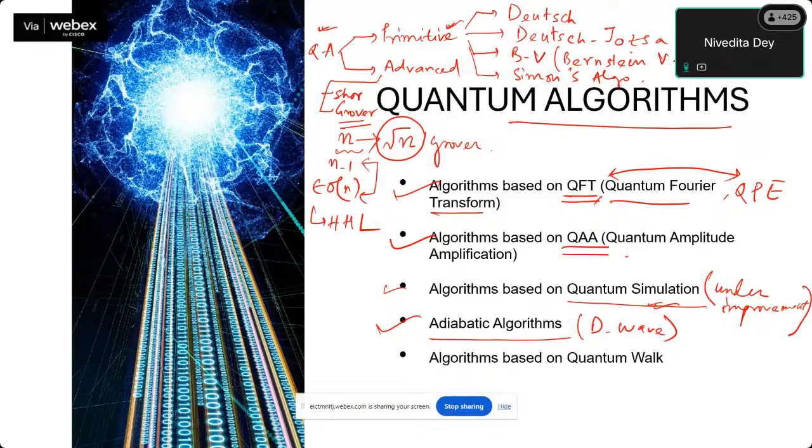And the last one is based on the quantum walk. Quantum walk is the quantum analog of the classical walk, or the classical random walk. I will discuss quantum walk a little. There are some examples that I have, like diagrammatic representations, with which it will be easier for me to make you understand.